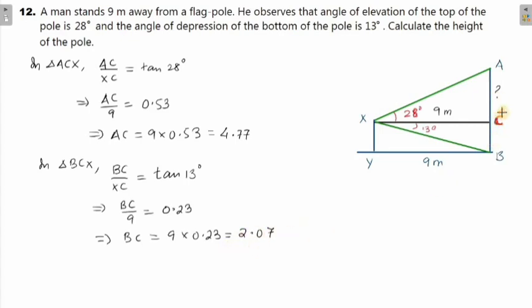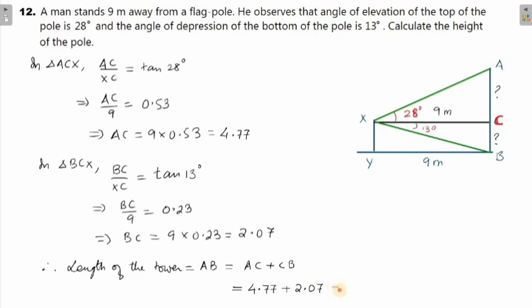So we got AC and we got BC, isn't it? So therefore, the length of the tower will be AB, isn't it? Now can I write AB as AC plus CB? Obviously, right? Now see here carefully, AC is given to be 4.77 plus we have CB. CB is nothing but BC, which is 2.07.